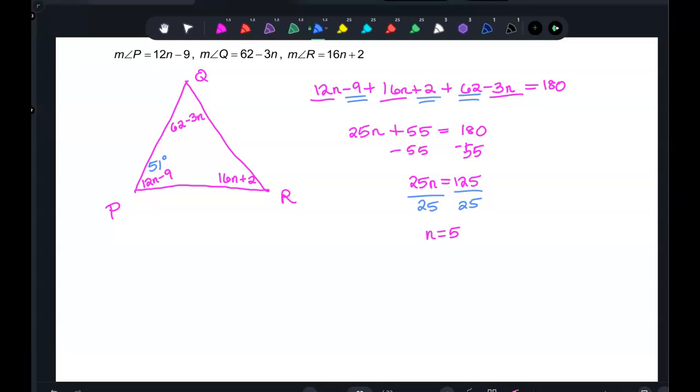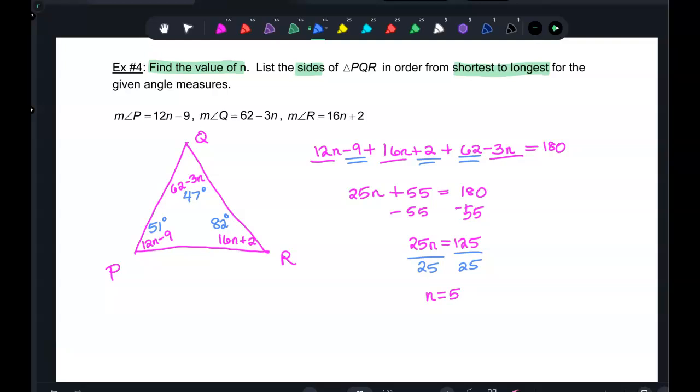Okay, now we get into bigger numbers. 16 times 5, that's 80. Plus 2 is 82. And then this will be 62 minus 15. 47. Good. Could you also just subtract those two from 180? Like, could I just do 180 minus 51 minus 82? Yeah. You still get 47. Good. All right.